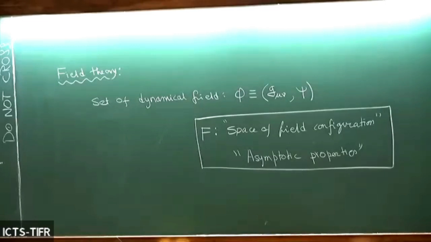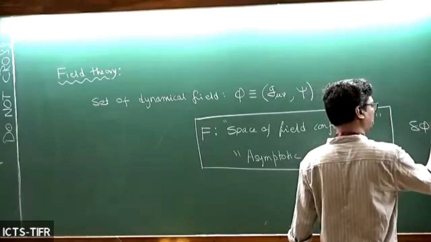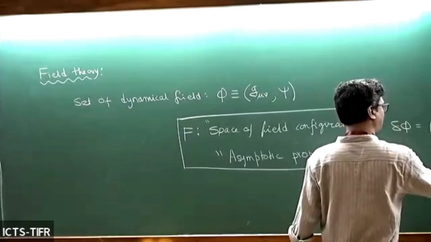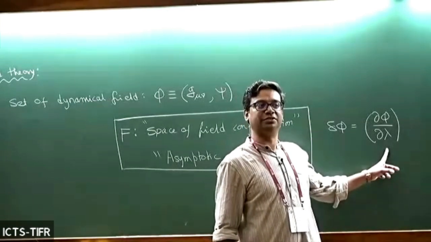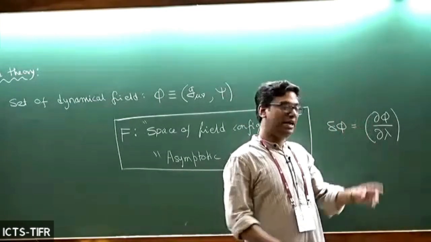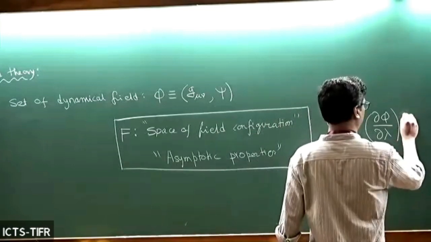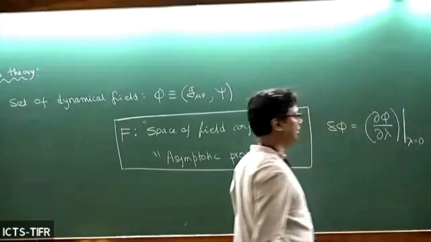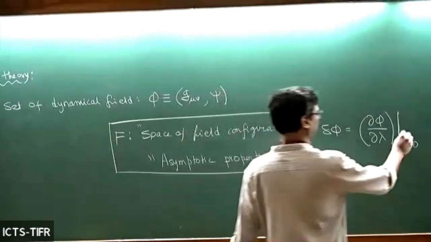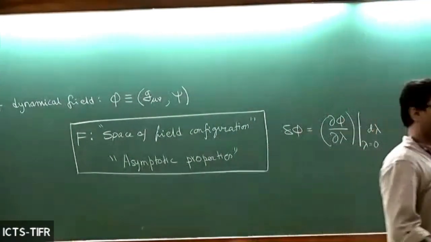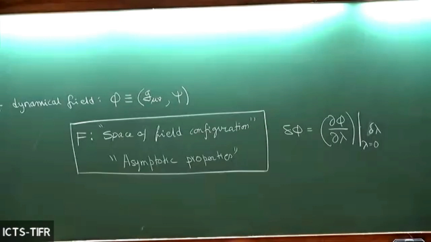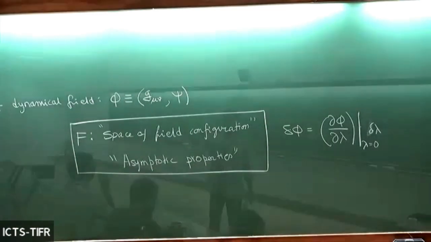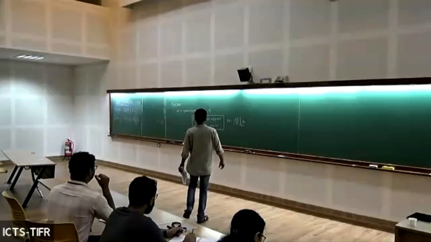So, for example, I can write down a particular variation, delta phi, as del phi by del lambda, where I assume there is some parameter lambda signifying the variation, evaluated at lambda equal to 0, multiplied by d lambda. I need to be careful, so I'll put it as delta. So variations take place in the space of variations, the space of configurations. Good.